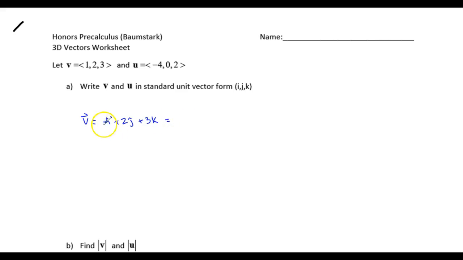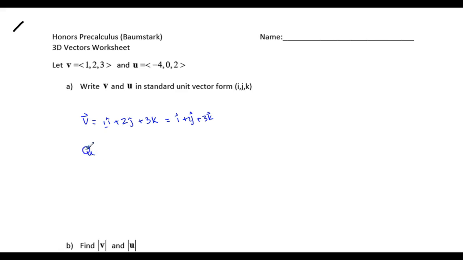Which I don't really need to put that 1 in front of the i, so I could just say it's i plus 2j plus 3k. And again, if I want to put some sort of marking above the i, j, and k to indicate that they're vectors, that wouldn't be the worst idea.